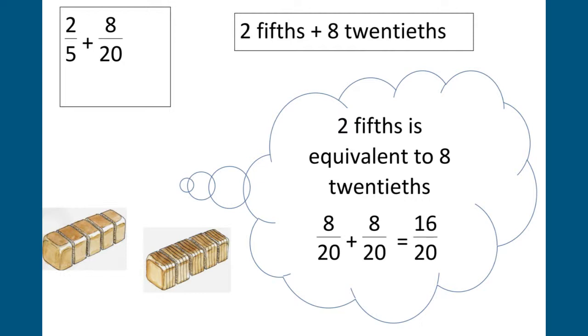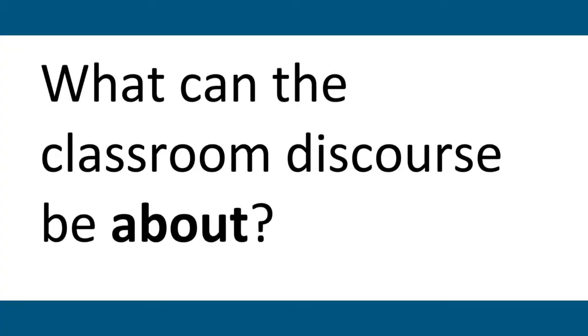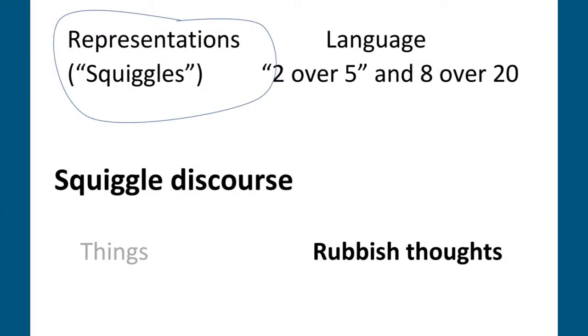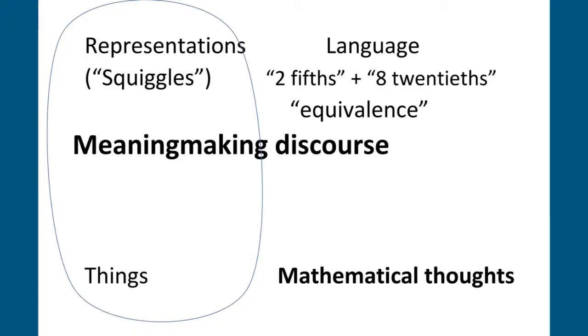2/5, 8/20, the equivalence. In many cases in mathematics, just using proper mathematical language is useful. What can classroom discourse be about? It can't just be about the squiggles, talking just about the squiggles and nothing else, and then this kind of thing happens. I call that squiggle discourse. It's not connected to anything, and it induces rubbish thoughts. But here's a different kind of discourse. That language, 2/5 and 8/20, is language that can relate the squiggles to things and to real mathematical thoughts.